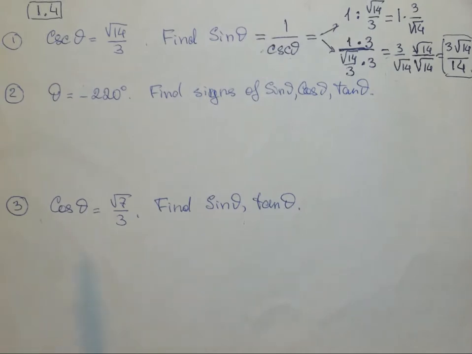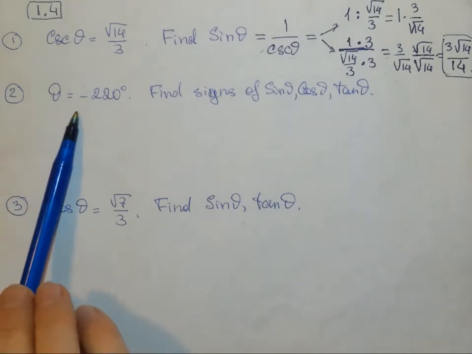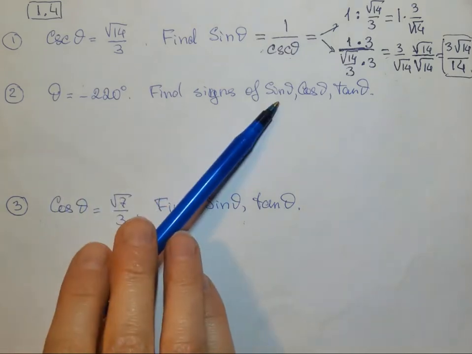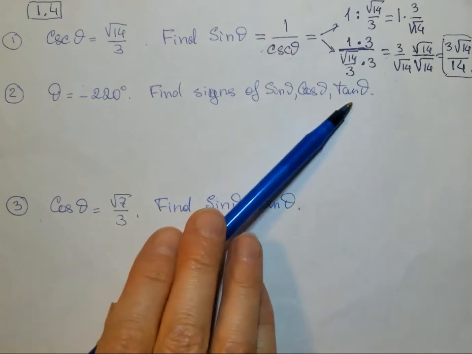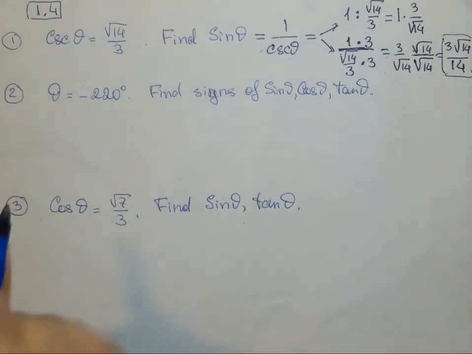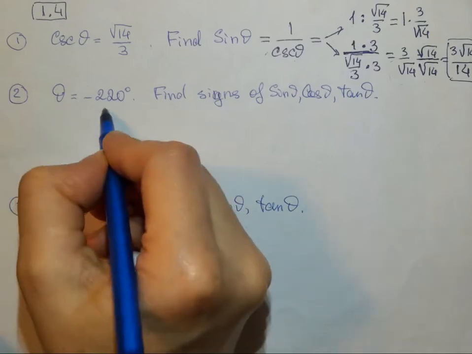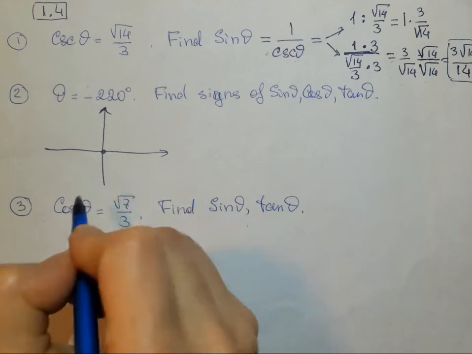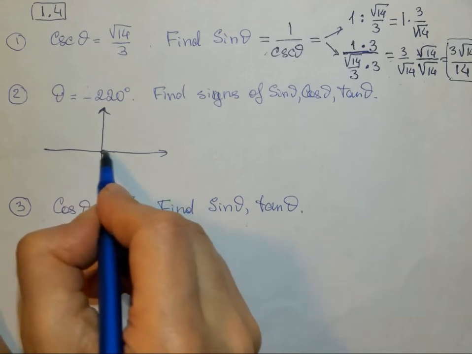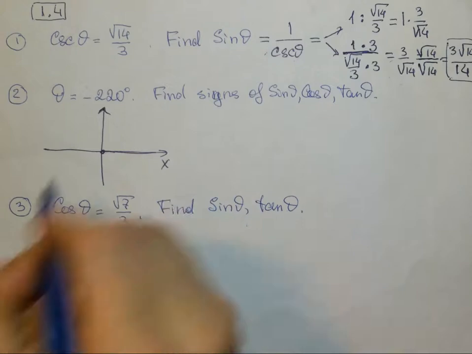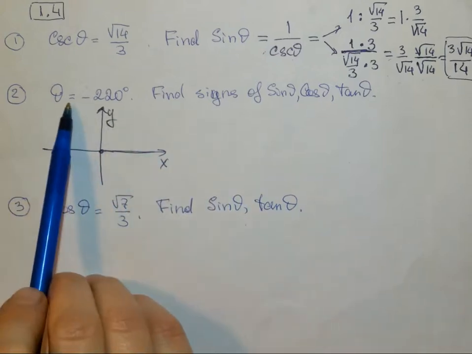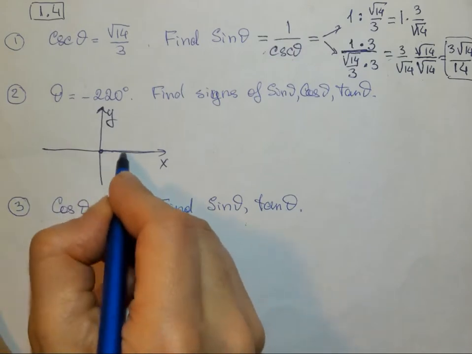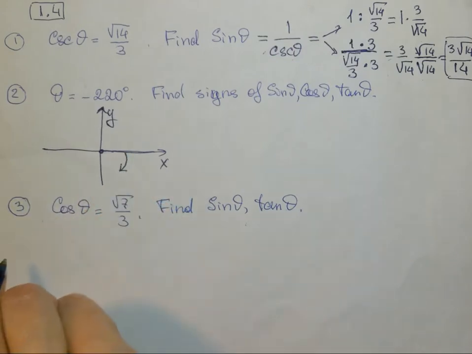So the next problem: theta is negative 220 degrees. Find sine of theta, cosine of theta, and tangent of theta. So let us locate this angle on our Cartesian coordinate system. Theta is in the standard position, so the initial side is along the positive x-axis. Theta is negative. It means we rotate in a negative direction, so in a clockwise direction.